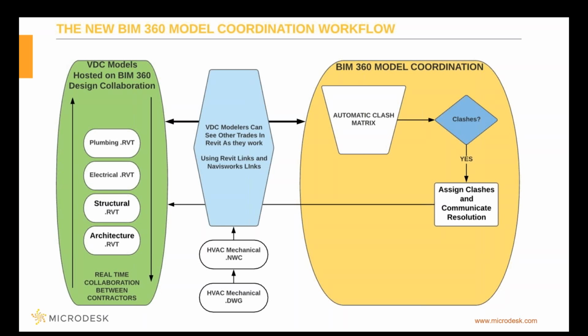And that's by using Revit links and Navisworks links. I'm going to touch on the Navisworks links in a couple of slides, but a little bit about that now. Say the mechanical contractor was working in AutoCAD MEP. They can export their file to NWC, and then you can actually link Navisworks files into the latest versions of Revit now. That was a feature that was added in Revit 2018.